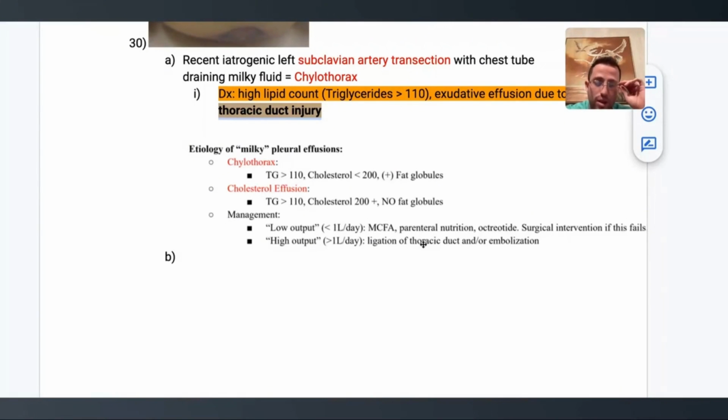The thing you have to know for your boards, though, is the first step is putting the patient on a medium chain fatty acid diet. That is tested ad nauseum.